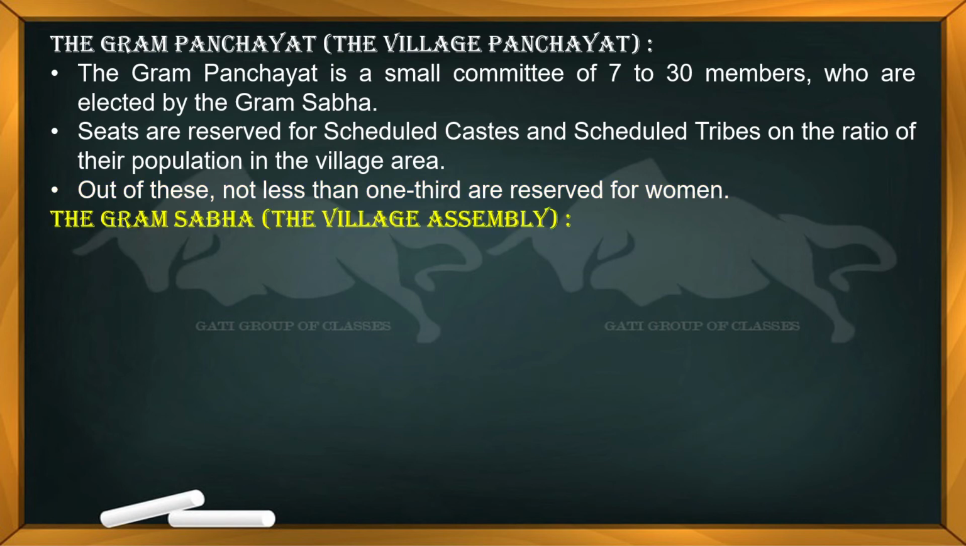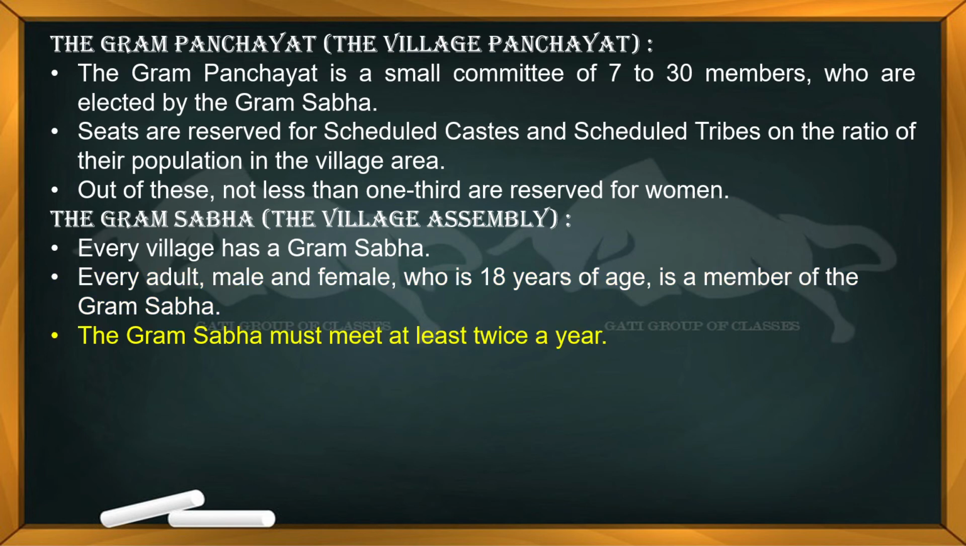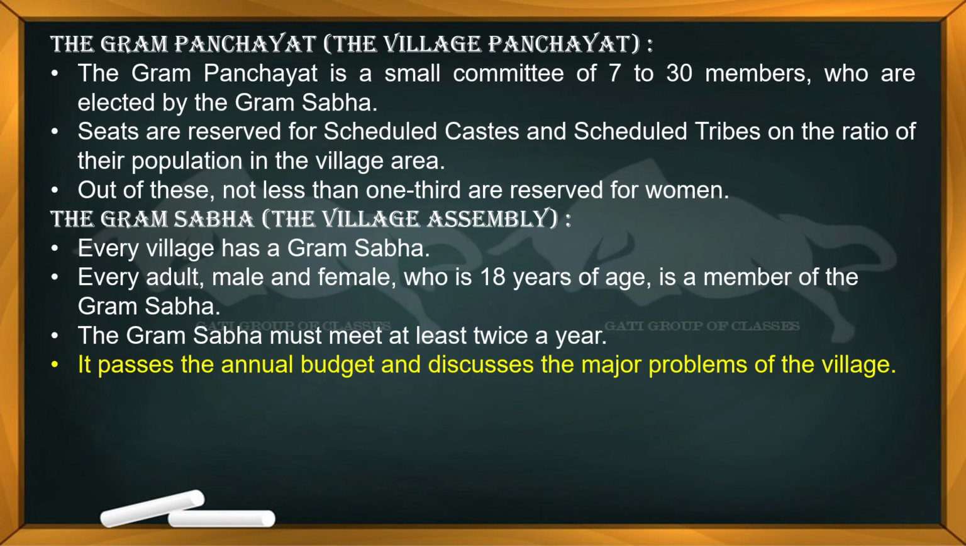Next, there is the Gram Sabha, the village assembly. This is a bigger unit than the Gram Panchayat. Every village has its own Gram Sabha. Every adult, male or female, who is 18 years or older, is a member of the Gram Sabha. The Gram Sabha must meet at least twice a year. It passes the annual budget and discusses the major problems of the village, the resources available, and social welfare.